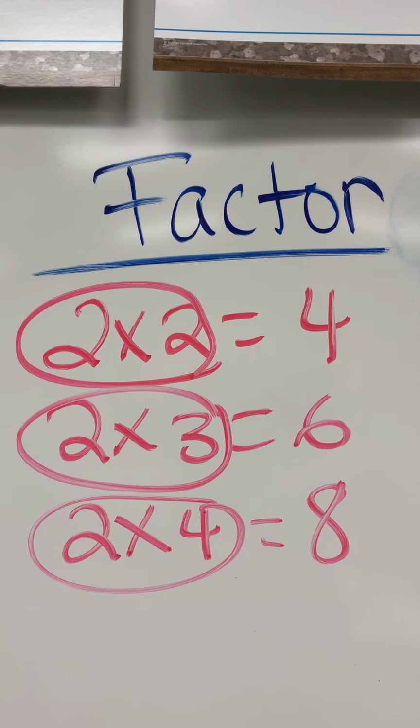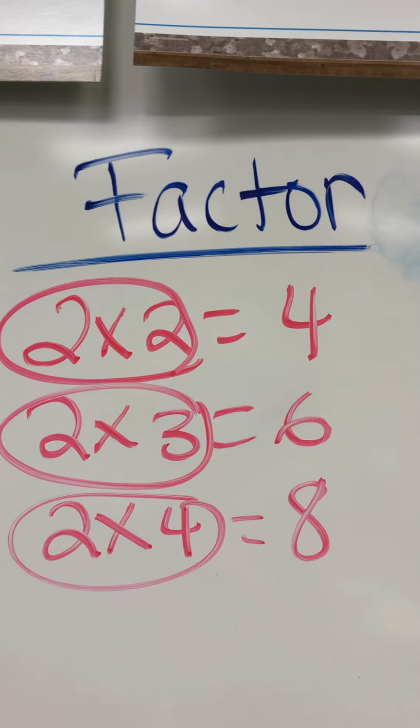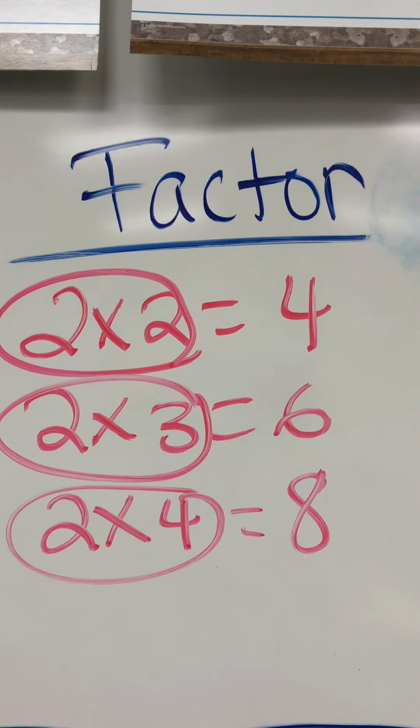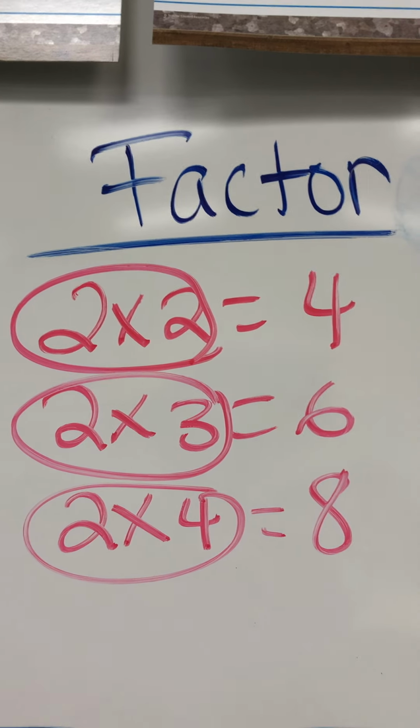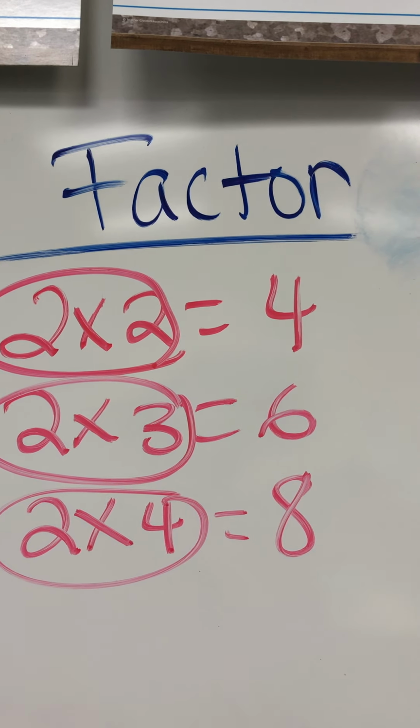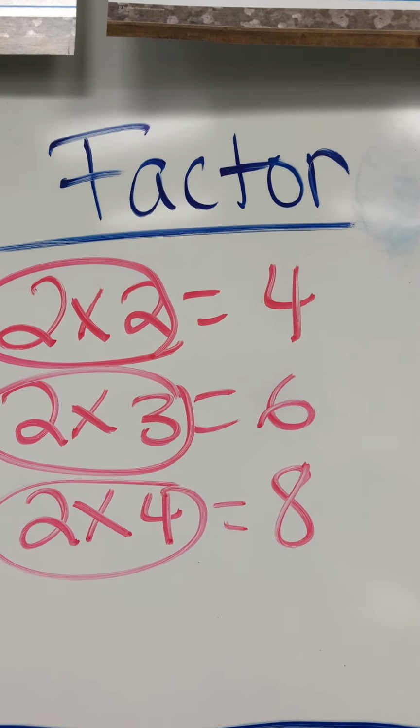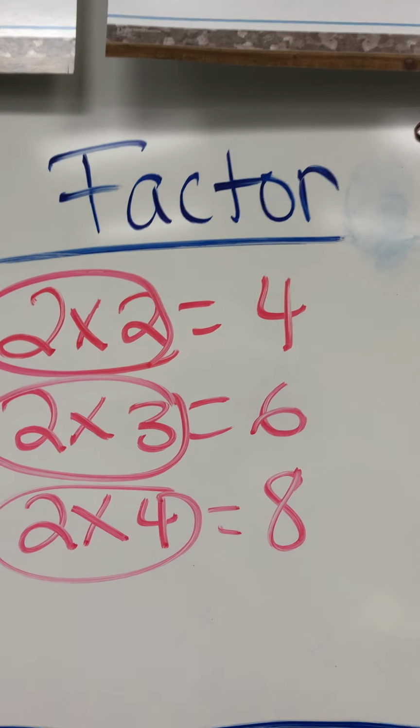So 2 times 2 is being multiplied, and it gives you a product, which is 4, which is the answer, and we'll get to that later. Again, 2 times 3 equals 6. 2 times 4 equals 8. Now you know what the word factor means.